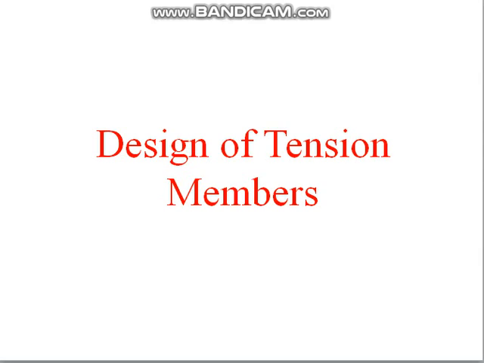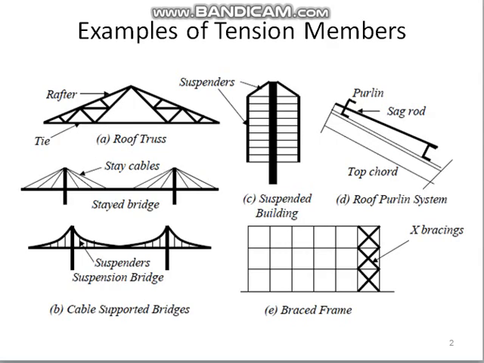Dear students, let us start the fourth module, that is design of tension members. Here in this slide you can see the different structures which are having tension members. Rafter, tie and inner members in roof truss, suspenders in suspended building, sag rod in roof purlin system, stay cables in stay bridge, suspenders in suspension bridge, bracings in braced frame. All these are the members which are subjected to tensile force. All these are tension members.